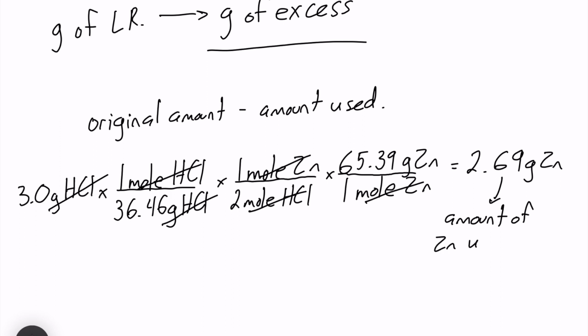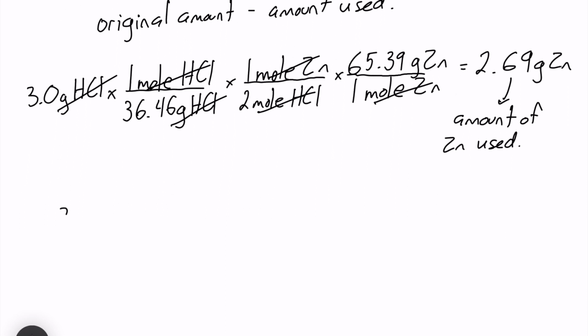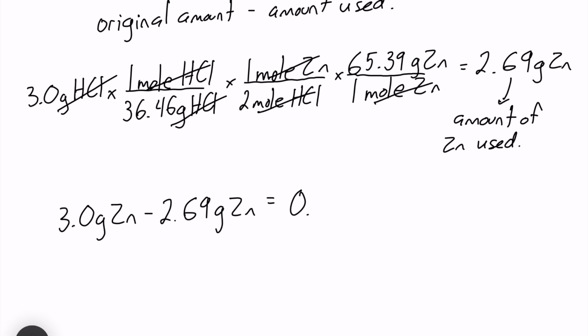So the amount of zinc used. And since the question wants us to find the amount that is left over, all we have to do is take our original amount of zinc, so 3 grams of zinc is what we started with, subtract 2.69 grams of zinc that was used, and that's going to get us how much zinc is left over. So 3 minus 2.69 equals 0.31 grams of zinc left over.